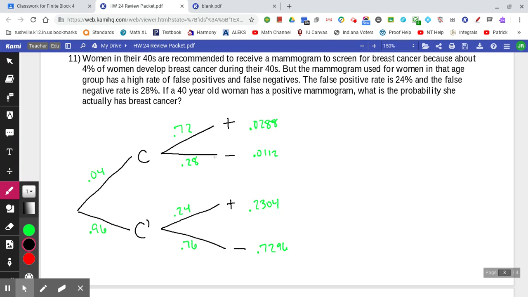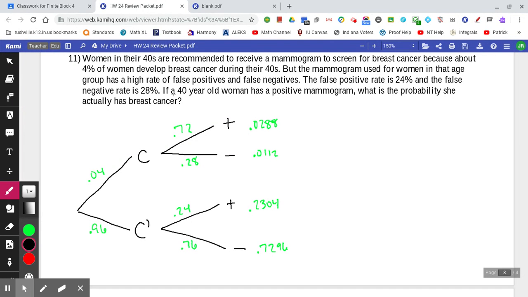And then it says the false negative. Okay, so that's the one that you really don't want, because then that means that you really do have cancer, but your test says you don't. So that false negative is 0.28, which means the complement rule, this one would be 0.72. And then we can multiply and get what those and probabilities are. And once again, double check your work, add these up, make sure they equal 1, and that's a good indicator that you have a good tree diagram.